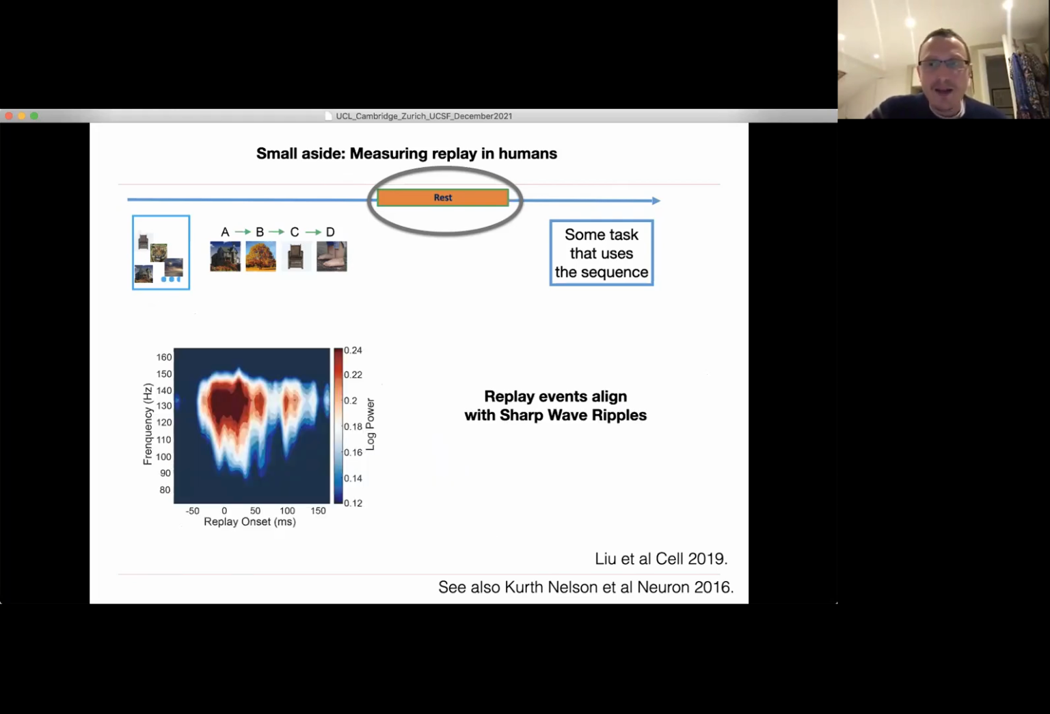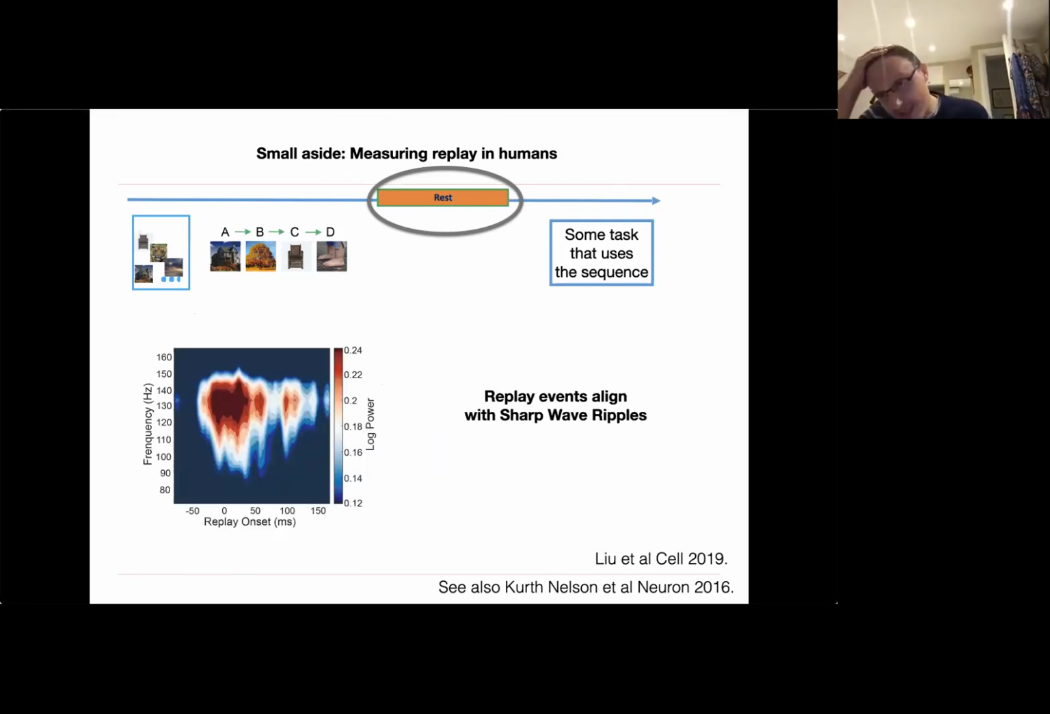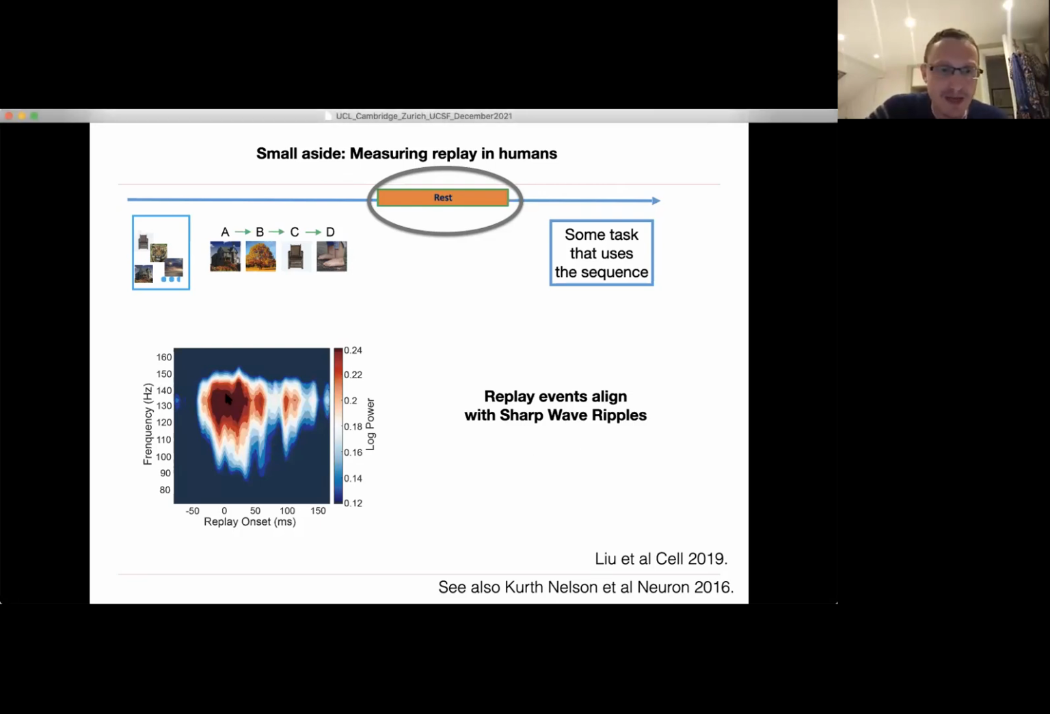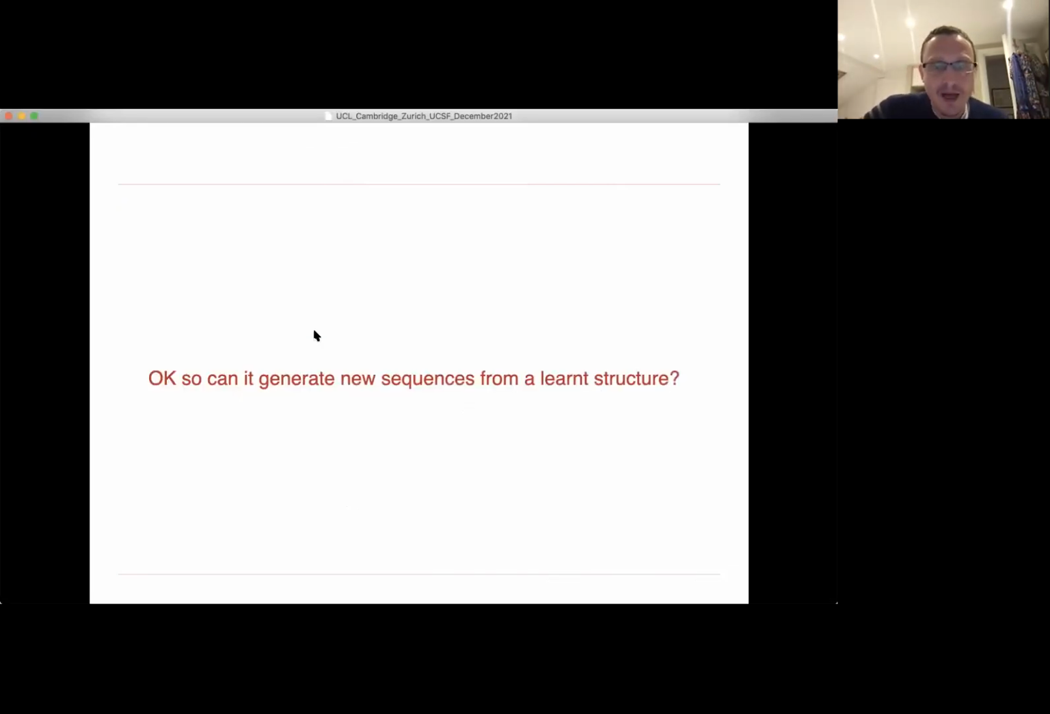Okay, the last thing to mention is something that Bujaki suggested we do and which worked really well. If you look at all those replay events and just align the overall bulk power spectrum onto those replays, here's the replay onset, what you can see is a big power deposition roughly in the sharp wave ripple band at the time of these replays. So it looks like we can measure sharp wave ripples and replays in humans. Okay, so that was my little aside on that.